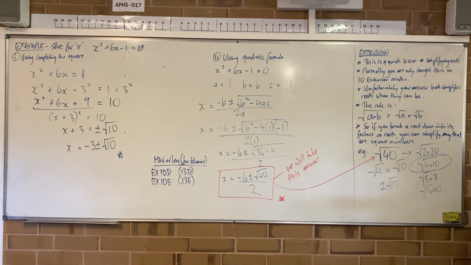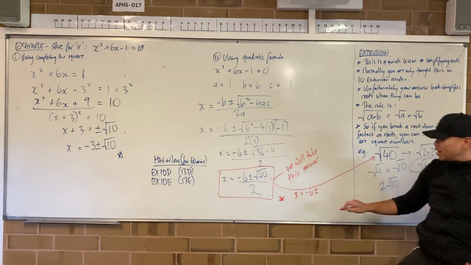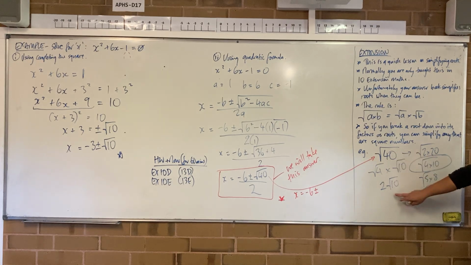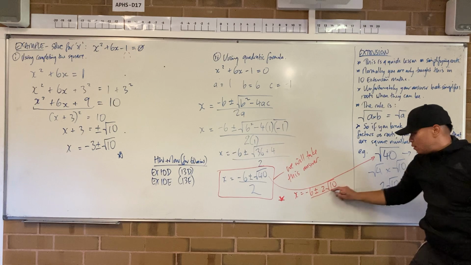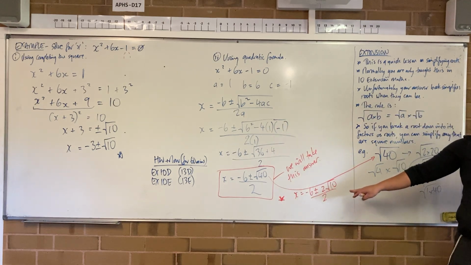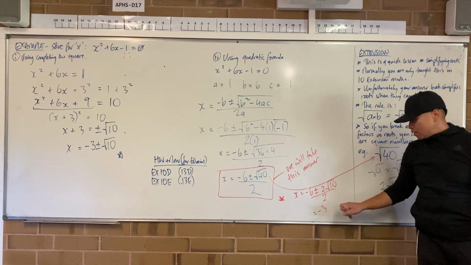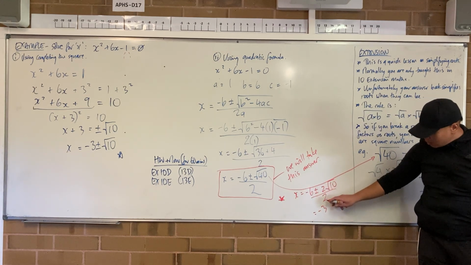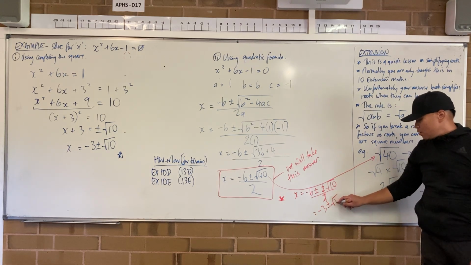So now, if you were to answer that in the back of the book, this would go x equals -6 plus or minus. What do we just say root 40 you could simplify to? 2 root 10. That's all divided by 2. What's -6 divided by 2? -3. And if I've got a 2 and a 2 on top, they cancel out. Plus or minus root 10.